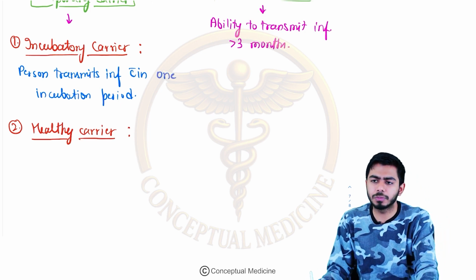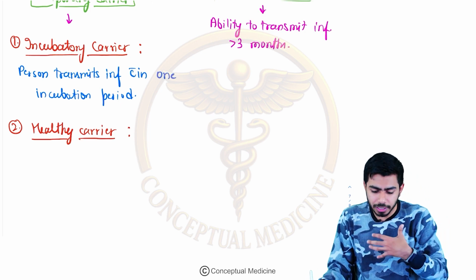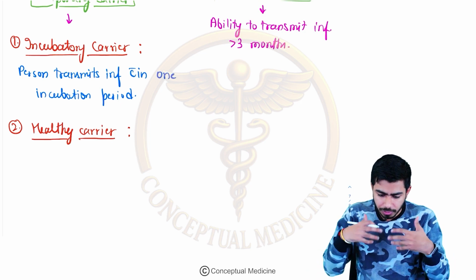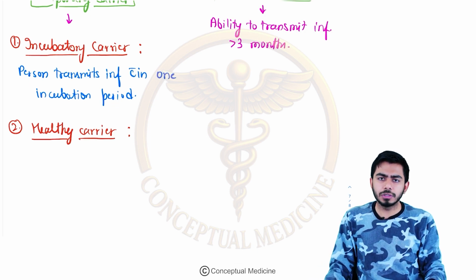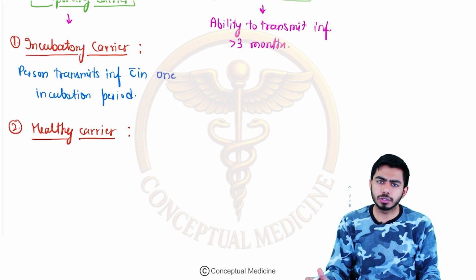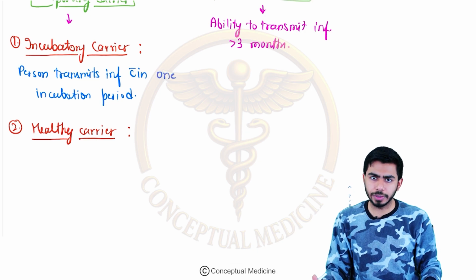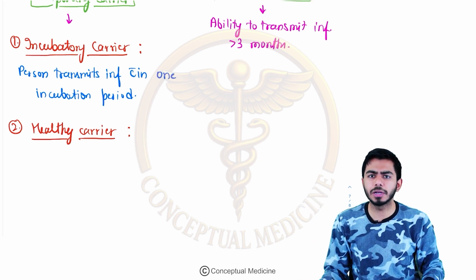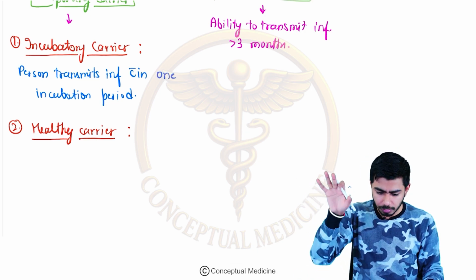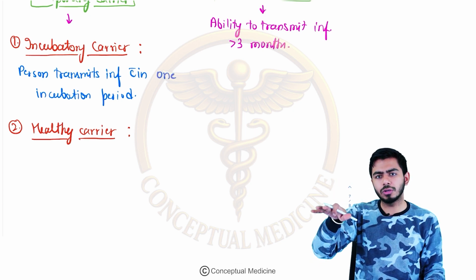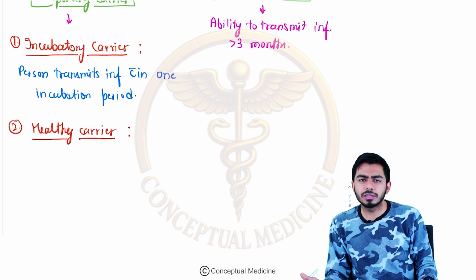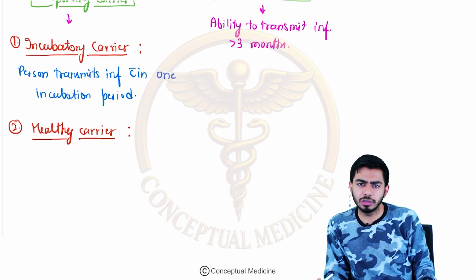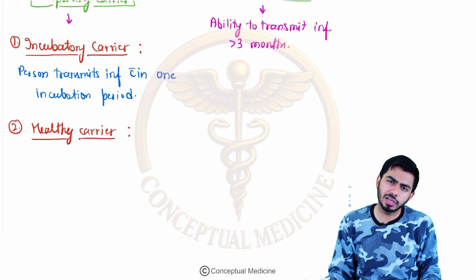In the healthy carrier, we are talking about a person who is suffering from subclinical disease, but actually he is not developing the overt disease. This person looks normal to us, looks healthy to us, but he might be having some kind of subclinical disease. In very rare cases, he might transmit the infection. So that is called a healthy carrier.